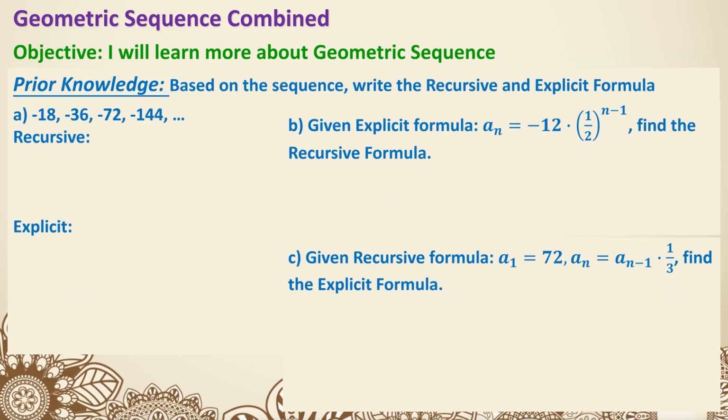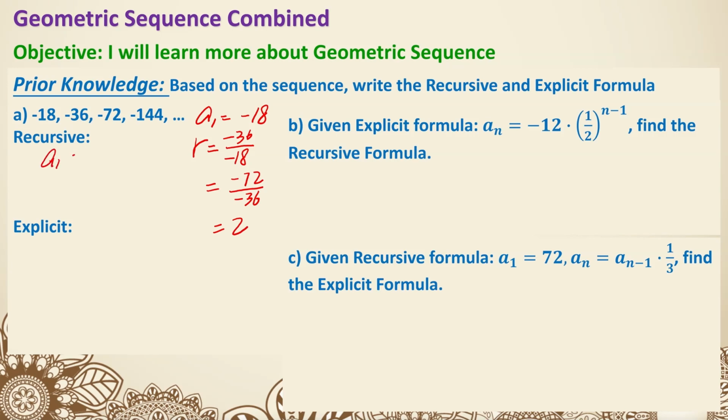Here you go. First one, the sequence is given, and in order to find the recursive formula or the explicit formula, we need to find a sub 1, and in this case, r. So a sub 1 is negative 18. The r is going to be the second term divided by the first term. And to confirm, let's also do another one, the third term divided by the second term. And they're all going to give us r as 2.